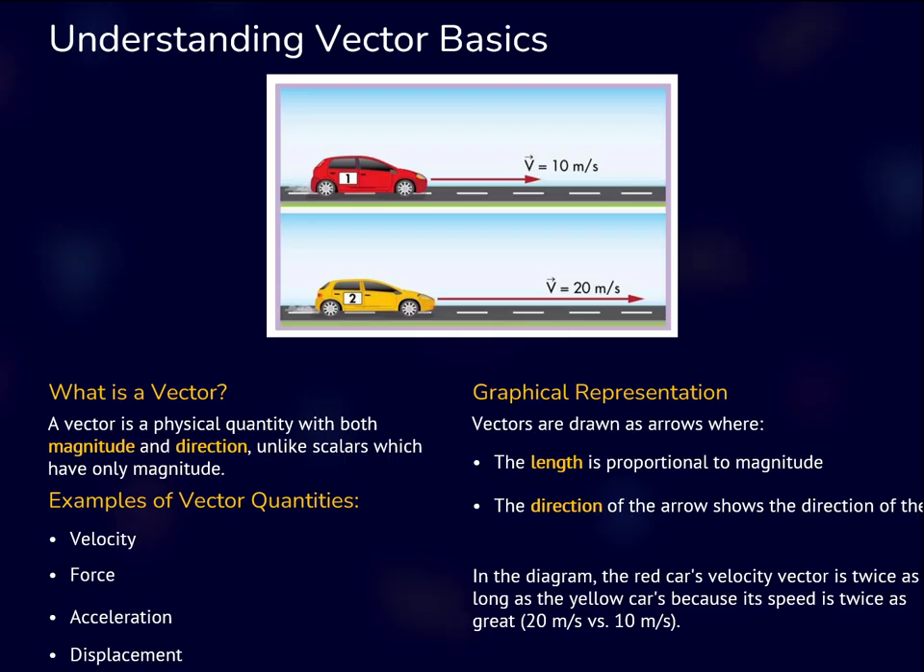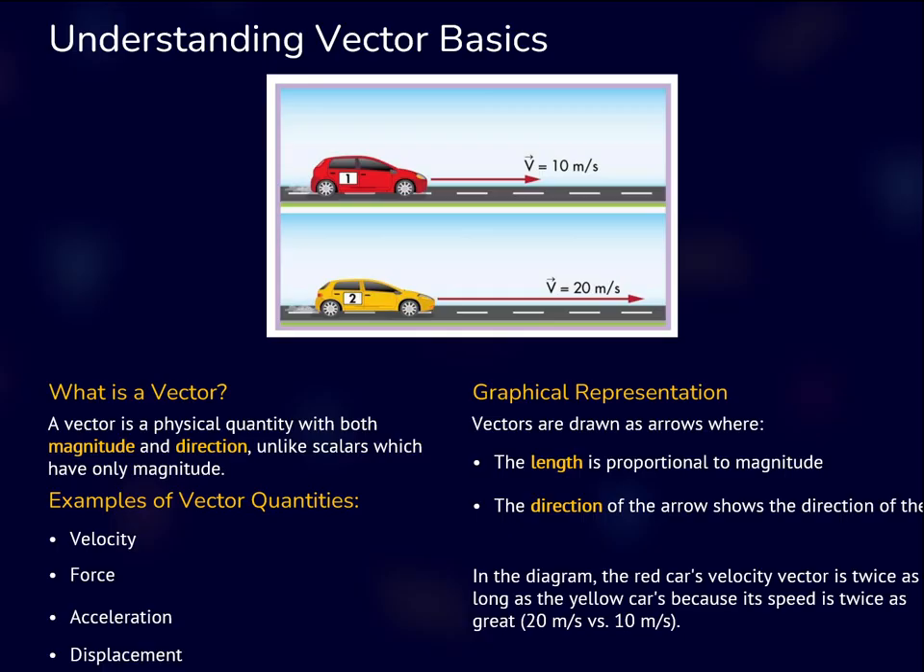To begin, we need to understand what a vector is. A vector is a quantity that has both magnitude, how much, and direction, meaning which way. This is different from a scalar, which only has magnitude. Think of temperature. It's 30 degrees, but it doesn't point anywhere. Now think of velocity, say 10 meters per second north. That's a vector because it includes direction.